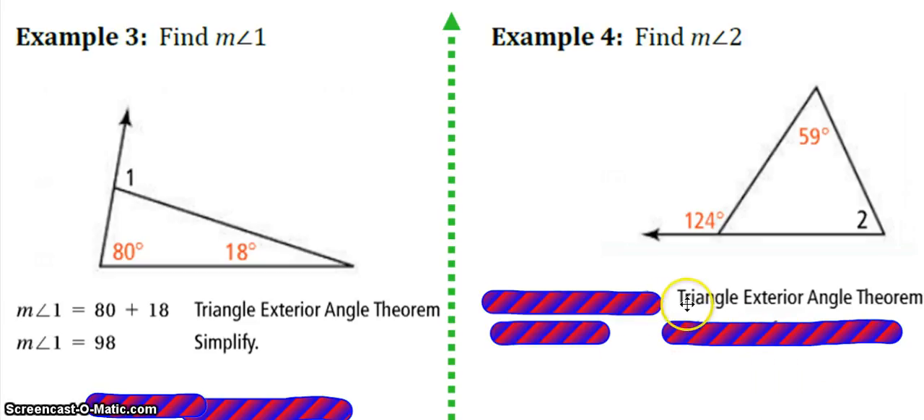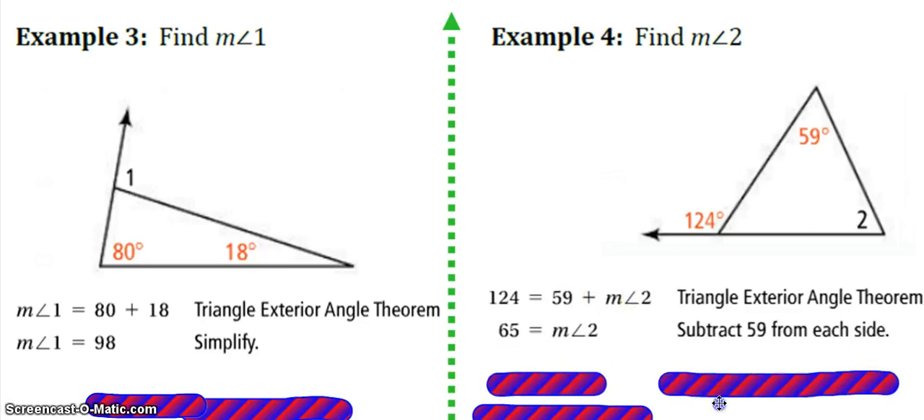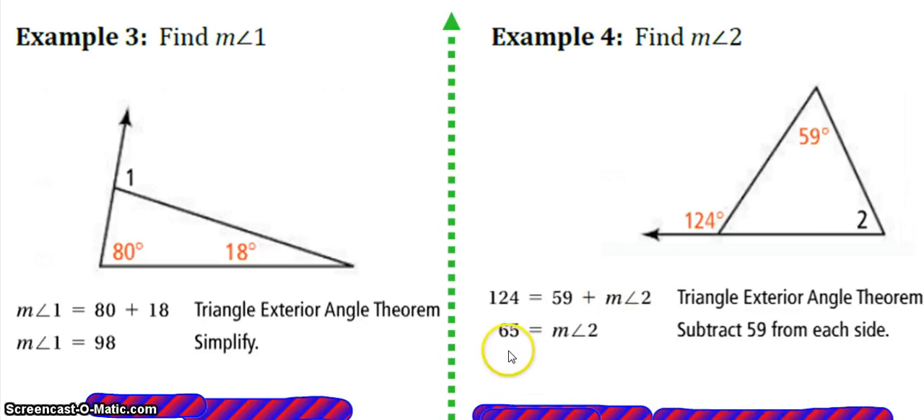Then we come over and apply the triangle exterior angle theorem again, but here this is going to set up a little differently because I have my exterior angle and then only one of my interiors. So I can set it up with my exterior angle and one of my interiors added with my unknown interior. I then would just subtract 59 from both sides, getting that measure of angle 2 would equal 65 degrees.